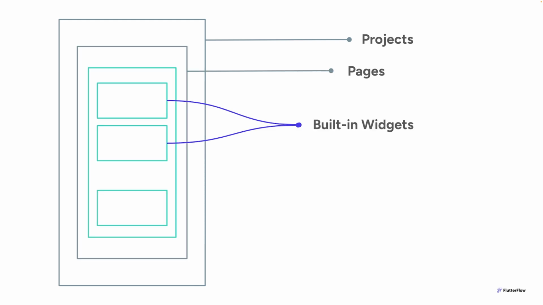Then we get to the widgets. A widget is the smallest part of a page where you create the user interface. Built-in widgets are pre-designed elements provided by FlutterFlow to help you craft your app's user interface easily. When you compose several widgets to create a reusable UI block that can be used across pages, that's called a component in FlutterFlow. You will learn more about this in Module 9.